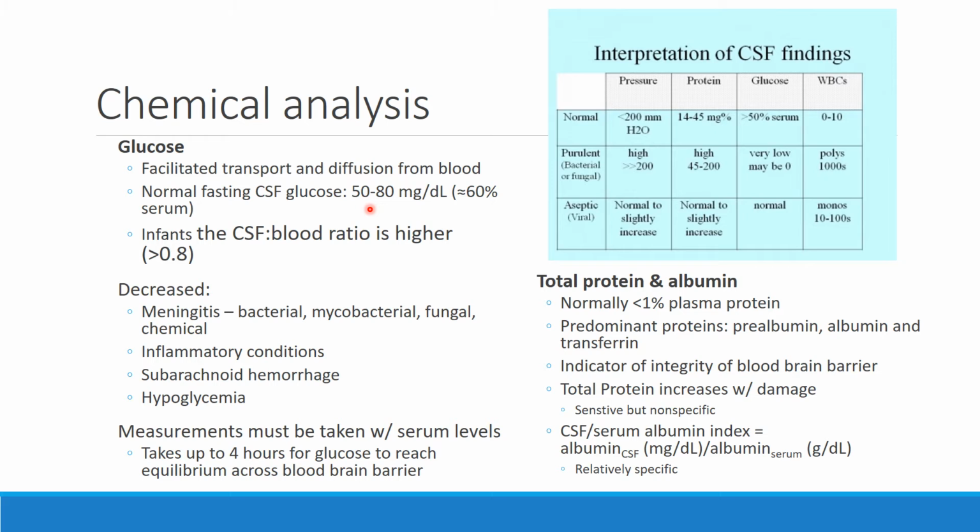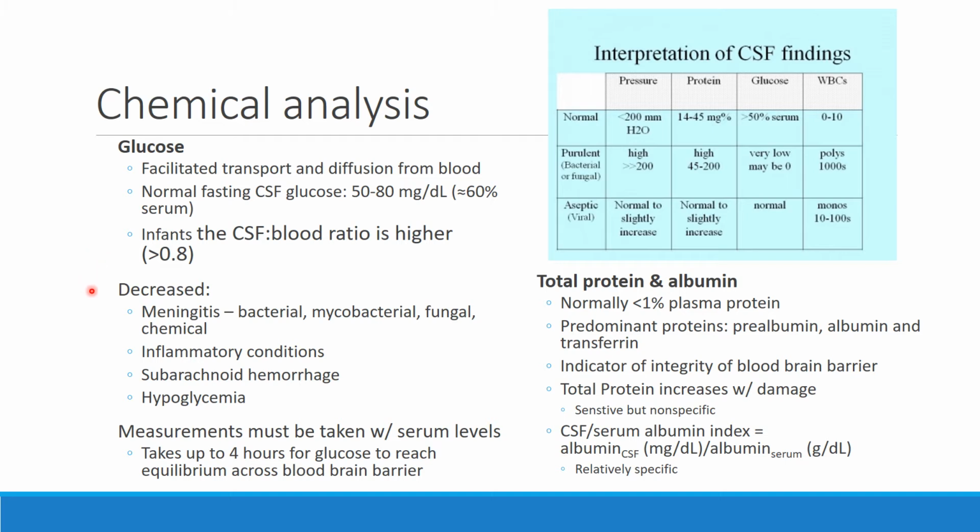This requires that we know what your glucose level is, because if you have a diabetic, then you need to understand that maybe their normal plasma level is higher, so their normal range for the CSF should also be higher. For this reason, you should have a concurrent blood specimen in order to test that plasma glucose level. Also in infants, we have a slightly higher CSF to blood ratio, a little bit closer to 80% of the blood level, which is basically a representation of the increased permeability of the blood-brain barrier.